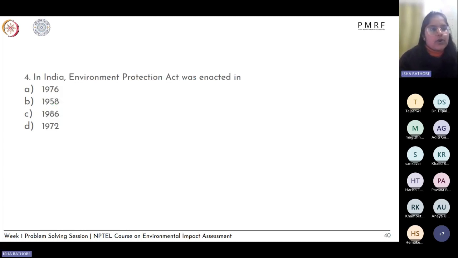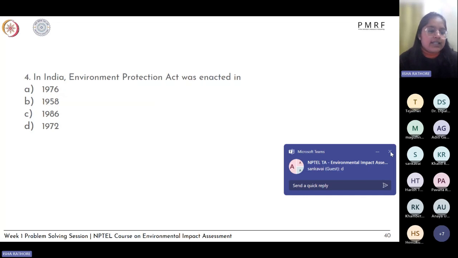Okay, so moving on to the next question. In India, the Environment Protection Act was enacted in which year? A, 1976, B, 1958, C, 1986, and D, 1972. Okay, so we have a few answers coming in. We have a C, we have C and D, okay. We have a lot of C's.